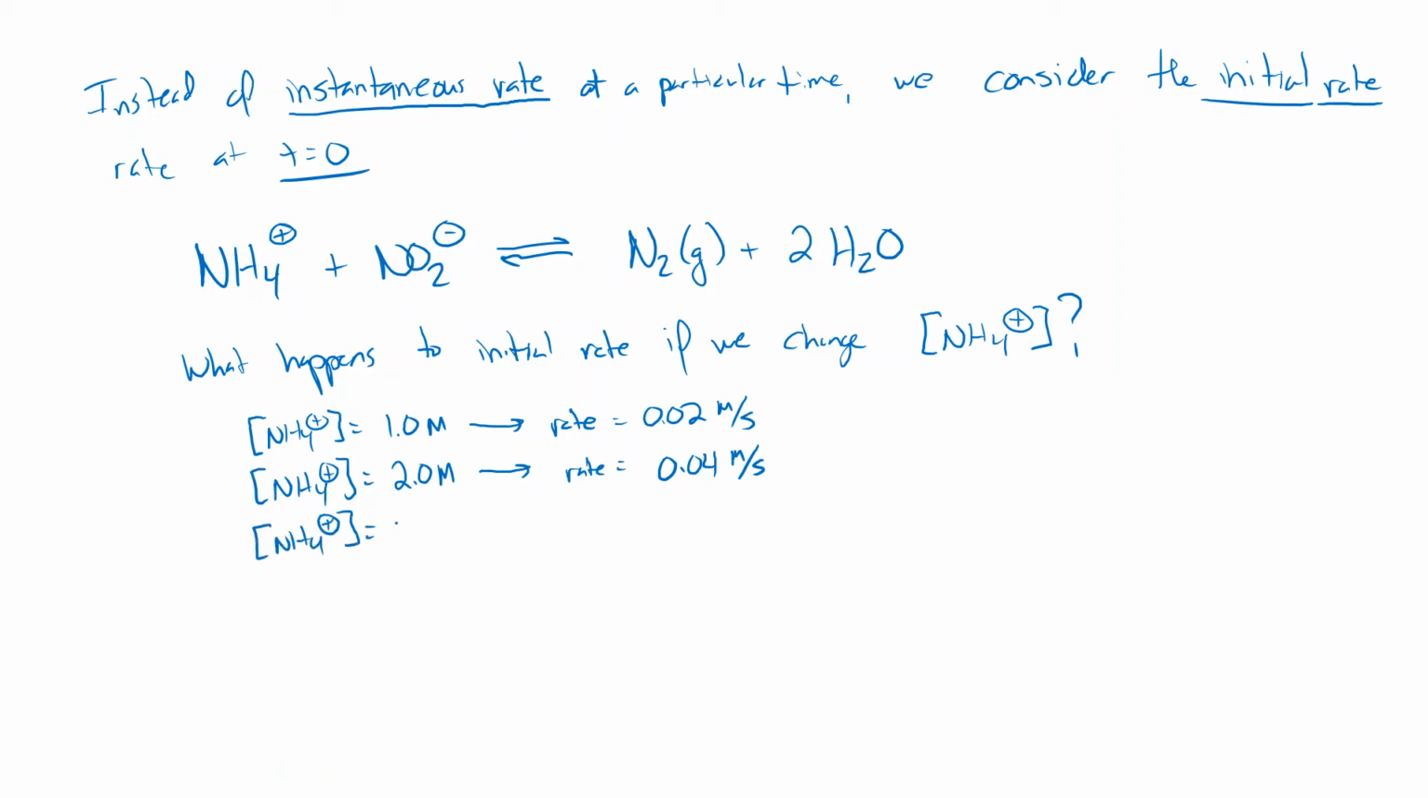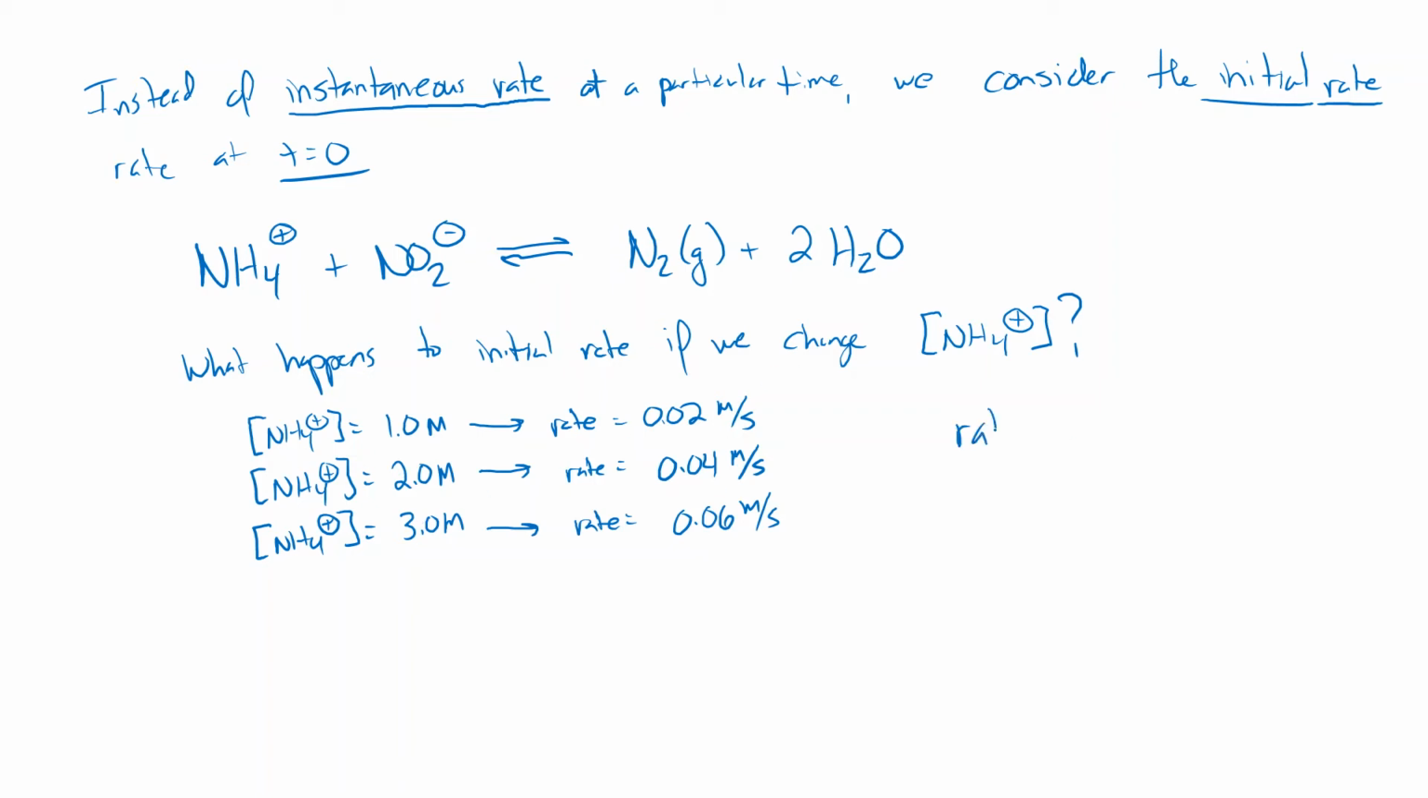More runs is better. And we run this again, let's say we run it at 3 molar this time, and so our rate in this one comes out to be approximately 0.06 molarity per second. Right? And so you can kind of see what's happening. Every time we change the concentration of NH4 plus, the rate changes by exactly the same amount. If we double the concentration, the rate doubles. If we triple the concentration, the rate triples, etc.